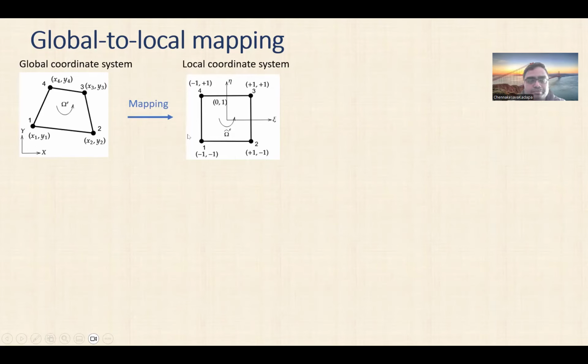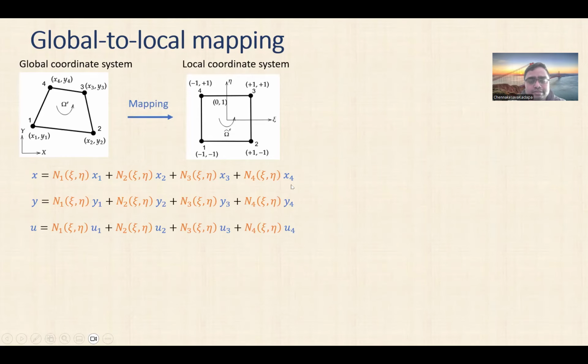Okay, so this is our mapping. Now for this we use this interpolation. This is an isoparametric element because we are using the same set of basis functions for the geometry, that is coordinates x and y, as well as for the field u. We are using the same set of basis functions, so this is an isoparametric element.